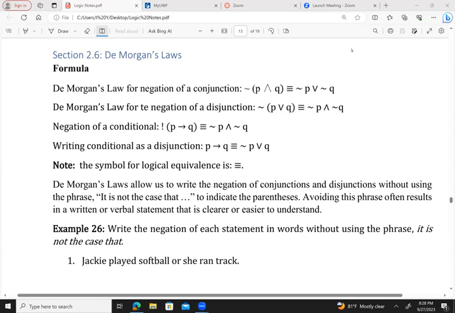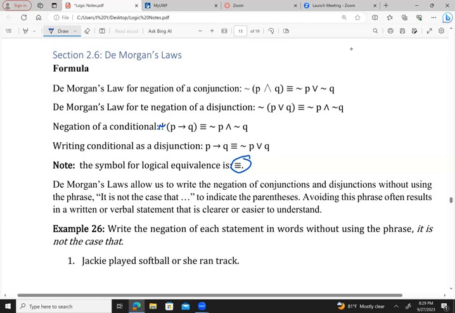And the negation of a conditional, the negation of if P then Q, is equivalent to P and the negation of Q. And writing a conditional as a disjunction, we have if P then Q is equivalent to not P or Q. This is the symbol for equivalence.